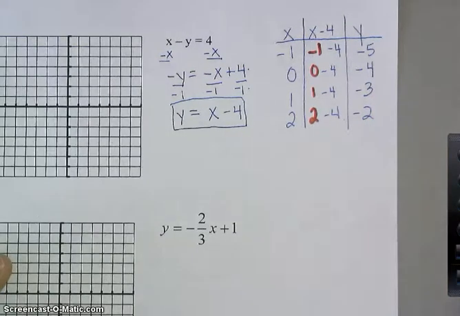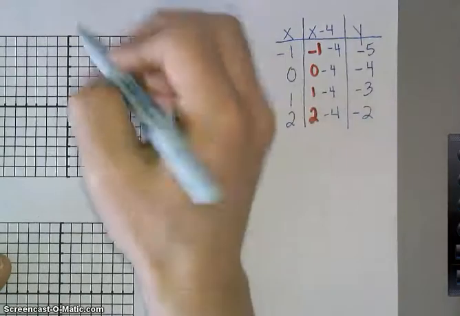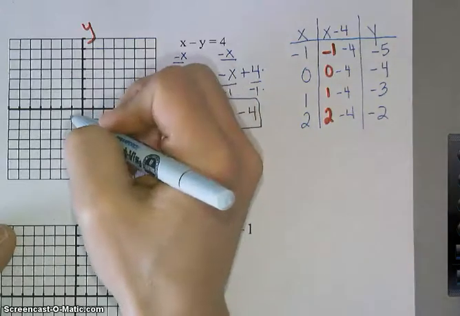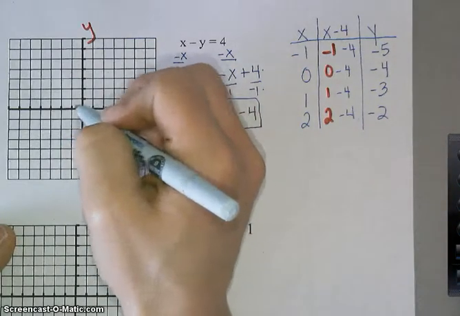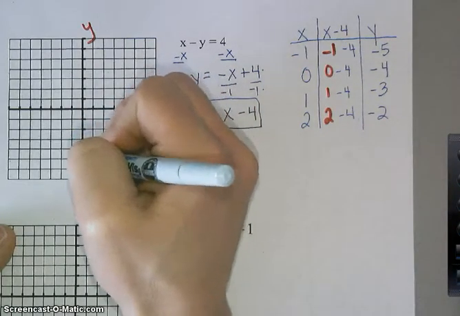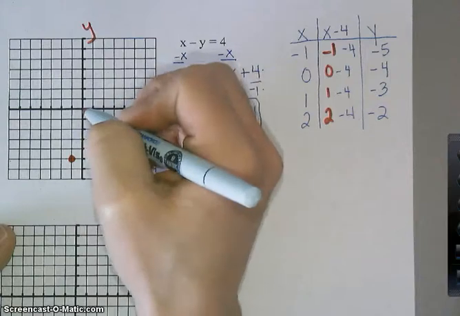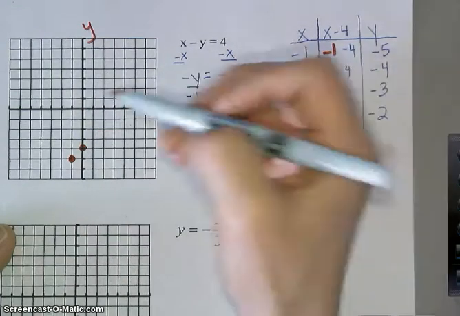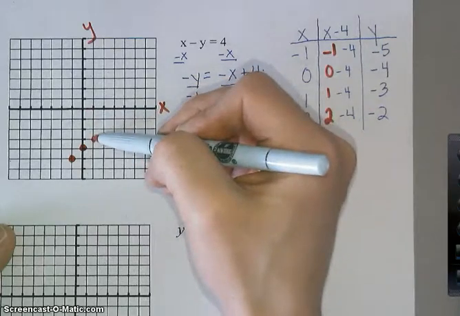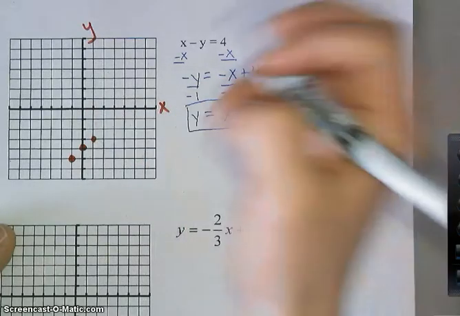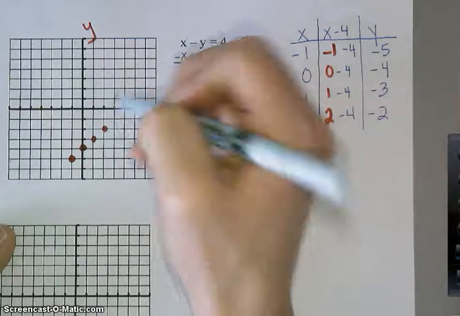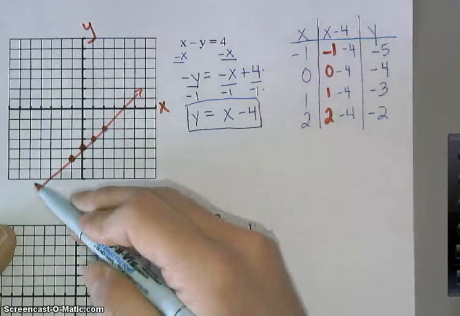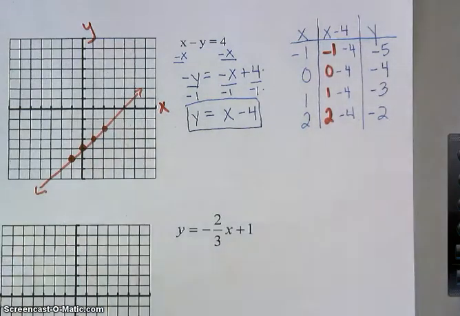So now once again we're going to go to graph. This is our x and this is our y. And negative 1, negative 5, which means I go down this time. So negative 1, 1, 2, 3, 4, 5. 0, negative 4, I stay and then I go down. 1, negative 3: over 1, down 3. And 2, negative 2: over 2, down 2. Once again, I get my nice straight line. And there is our linear function.